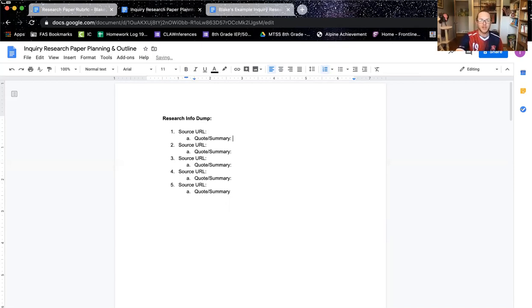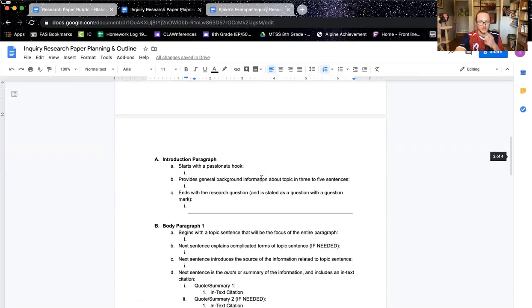And then I would suggest that in this line, put the exact quote or write the exact summary of the information that you will include in your paper. This is going to ensure that you know where the information's from and you know exactly what you're adding into your paper from this source.